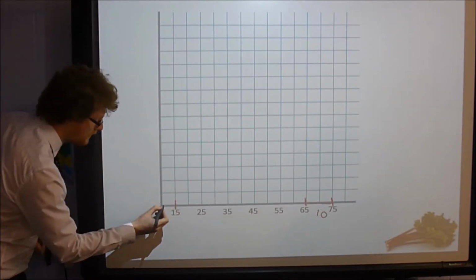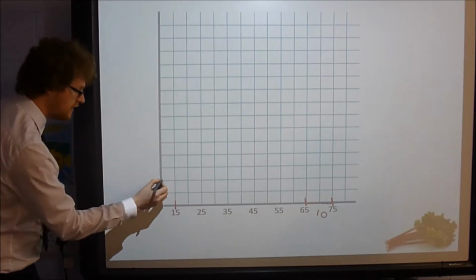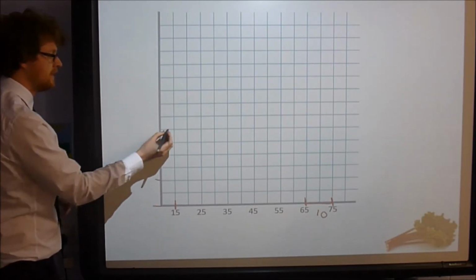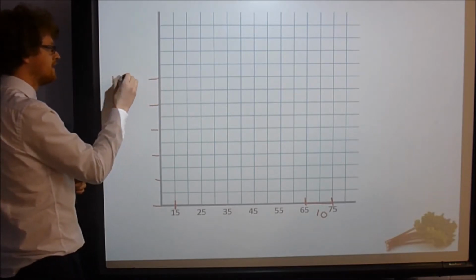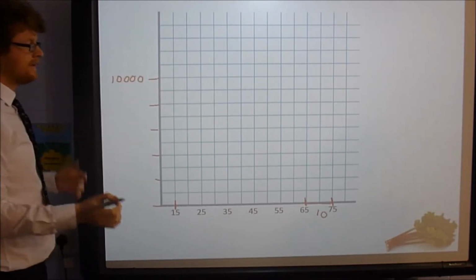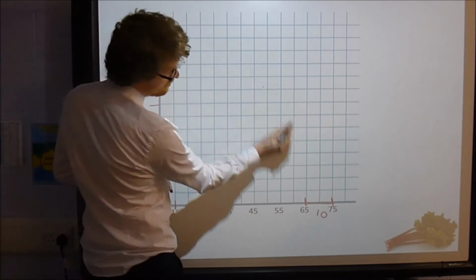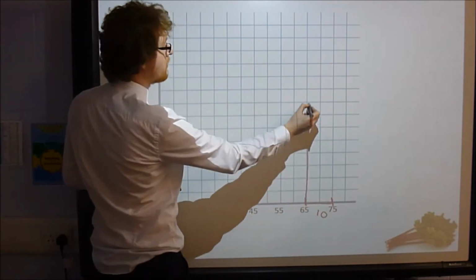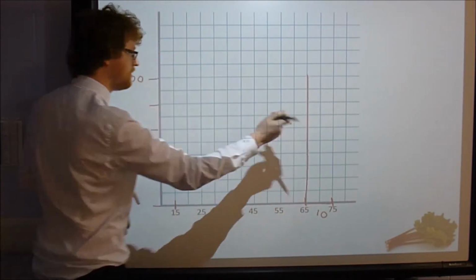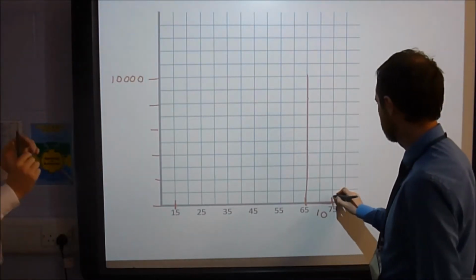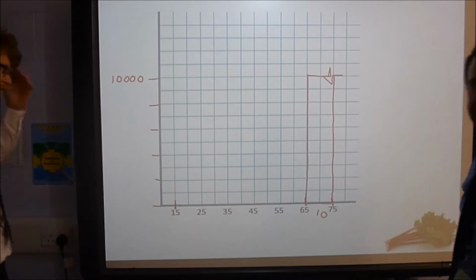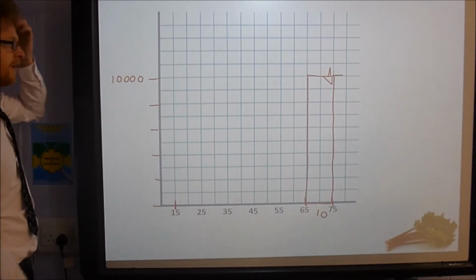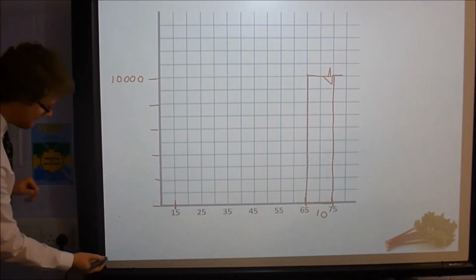So I went up, doing it in thousands. So there was 2,000, 4,000, 6,000. Yeah, well done, sir. 10,000, like that. So if I go across, I can draw this bar in. Do you want to just finish that bar for me, sir? Now, obviously, I can fill in the scale a bit more.